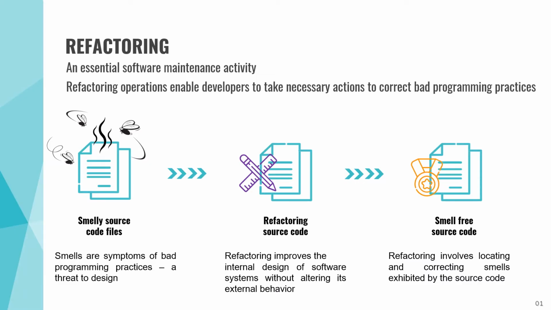When it comes to software maintenance, prior research has shown that refactoring is not only an essential task but also a common activity. Refactoring can be as simple as renaming a variable to more complex operations such as extracting a class. One of the main reasons developers refactor code is to correct bad programming practices, which are also known as smells. And smells are a threat to design. By refactoring code, developers improve the quality of the system without altering its behavior.